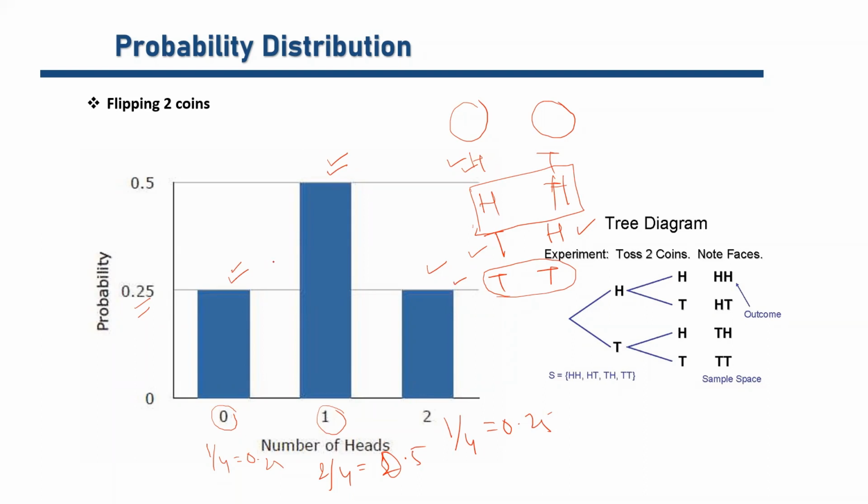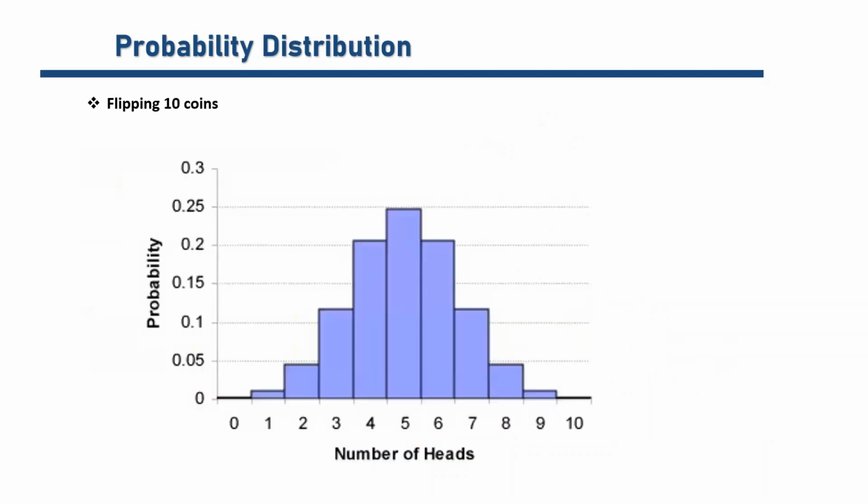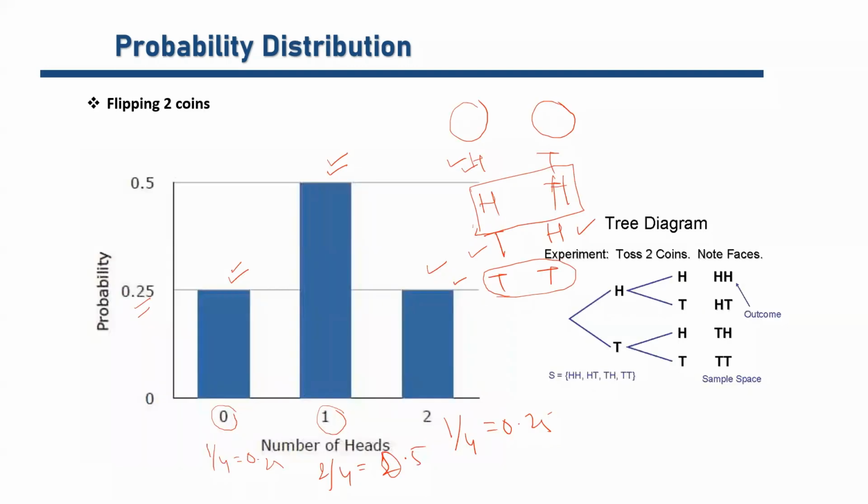So when you are flipping 2 coins, the probability of getting no head is 0.25, the probability of getting 1 head is 0.5, and the probability of getting 2 heads is 0.25. Okay. I have flipped only 2 times, and this is my graph: 0.25 to 0.5 to 0.25.